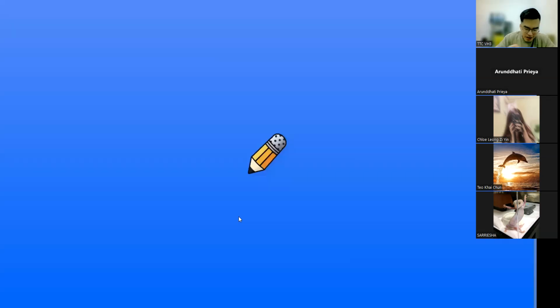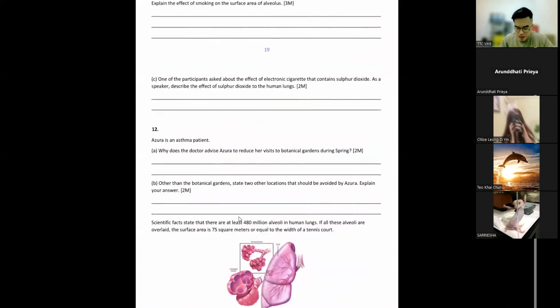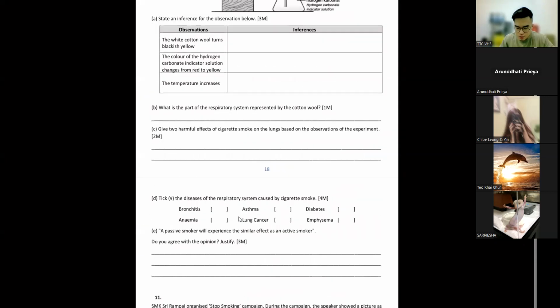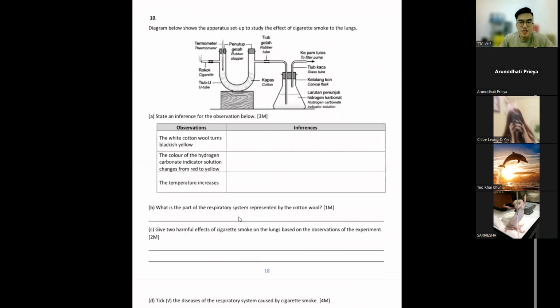So we stopped until here, right? So guys, today we are focusing on exercise, because we did not do any exercise last week. So let's go to exercise. Okay, let's go to page 18, shall we?